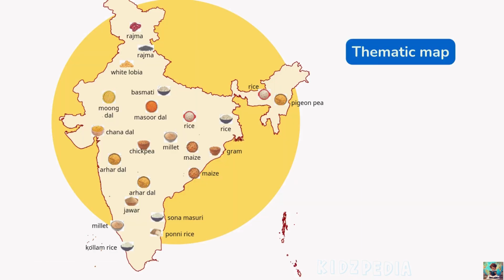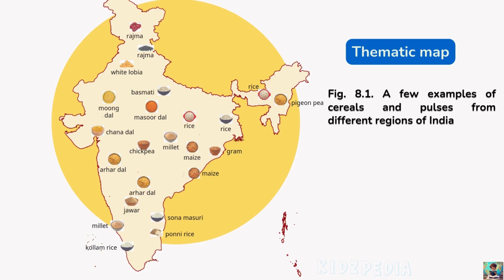Also, see the first picture in chapter 8 in your textbook. Figure 8.1 is a thematic map of cereals and pulses from different regions of India. It shows what is grown where. Let's say you want to know which part of the country gets the most rain. Then you need to look at the thematic map about rainfall.